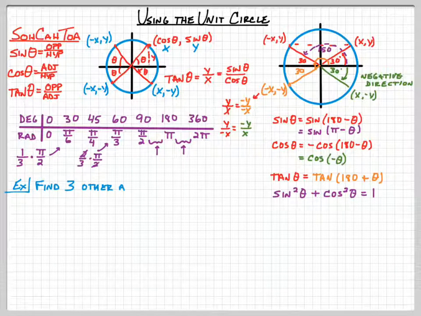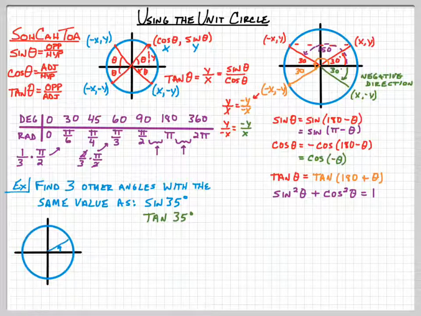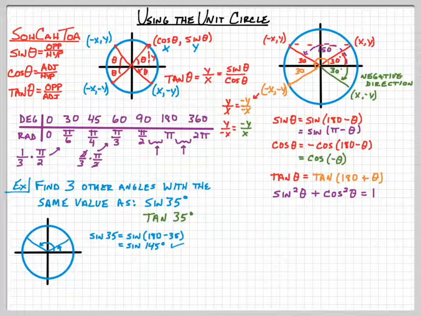Okay, so let's look at an example real quick. We're going to find 3 other angles for the following measurements that have the same values as sine of 35 degrees and tangent of 35 degrees. So we've got a circle here, and we'll just say that this is 35 degrees. So sine of 35 degrees, what's another one that's going to match based on what we put up above? Well, we could keep on going all the way around to the second quadrant, and we know that that will give us another value. So that'd be sine of 180 minus 35, which is sine of 145. So that's our first of the 3 other angles.